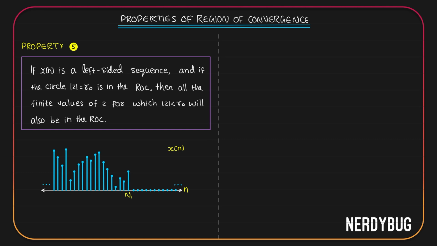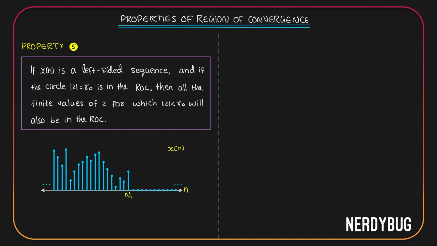Let us go to the next property. If x of n is a left-sided sequence and if the circle magnitude of z equal to r naught is in the ROC, then all the finite values of z for which magnitude of z is less than r naught will also be in the ROC.